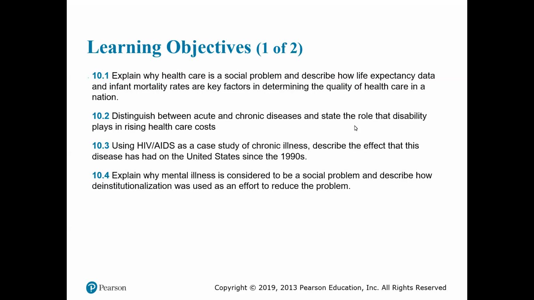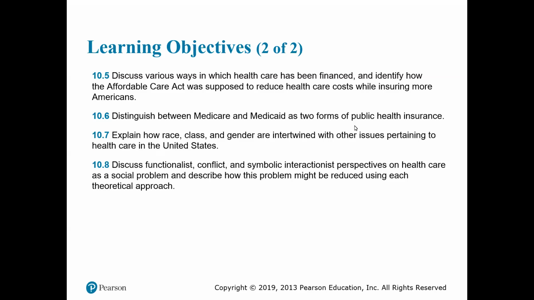Describe how deinstitutionalization was used as an effort to reduce the problem. Discuss various ways in which healthcare has been financed and identify how the Affordable Care Act is helpful in reducing healthcare costs while insuring more Americans. Distinguish between Medicare and Medicaid as two forms of public health insurance. Explain how race, class, and gender are intertwined with other issues pertaining to healthcare in the United States. And finally, discuss functionalist, conflict, and symbolic interactionist perspectives on healthcare as a social problem and describe how this problem might be reduced using each theoretical approach.